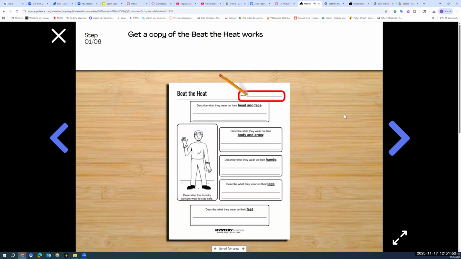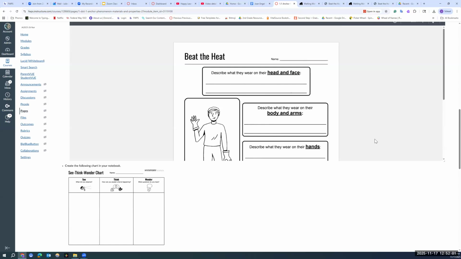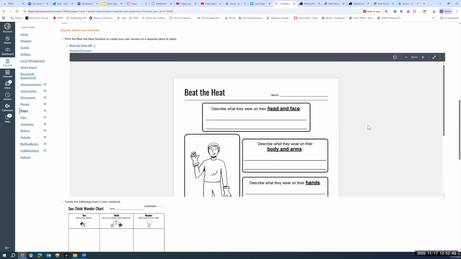Get a copy of the Beat the Heat worksheet. Write your name at the top, and you can find that worksheet right here in your Canvas page.